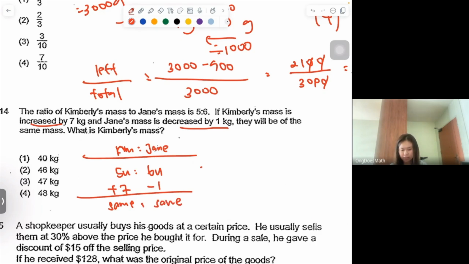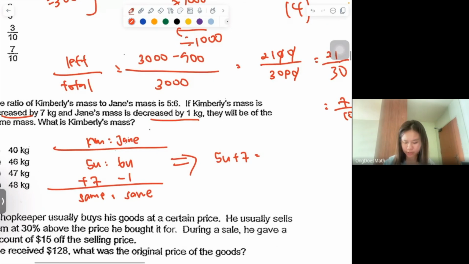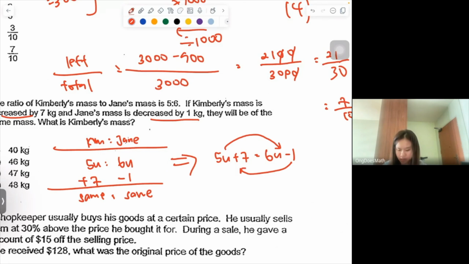So if you look at this, you can convert it into a mathematical equation. So 5 units plus 7 equals 6 units minus 1, because they end up being the same mass. So now we just have to manipulate the equation such that all units are on one side and all the constants are on the other side. So I'll try to shift the units over to the right hand side. I'll shift the constant to the left hand side. So to shift things over, right? To shift 5 units over, since this is plus, when you shift over, the sign should be opposite. So you'll be minus. So right hand side will be 6 units minus 5 units.